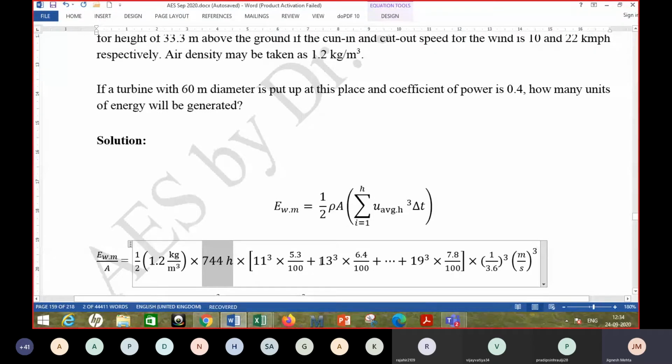Now the next reading is for 13. So it is for 12 to 14.